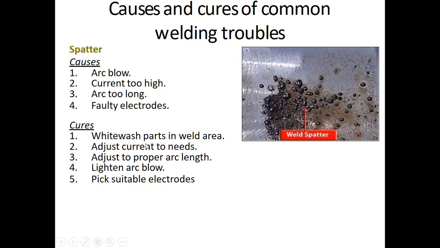How do you cure it? You whitewash the parts in the weld area, right? Adjust the current to needs, right? Proper current is to be used. Proper arc length is to be maintained. Lighten the arc blow, right? Pick suitable electrodes, right? All these are basically countering the causes. If you can avoid those, then that comes off as a cure, right?